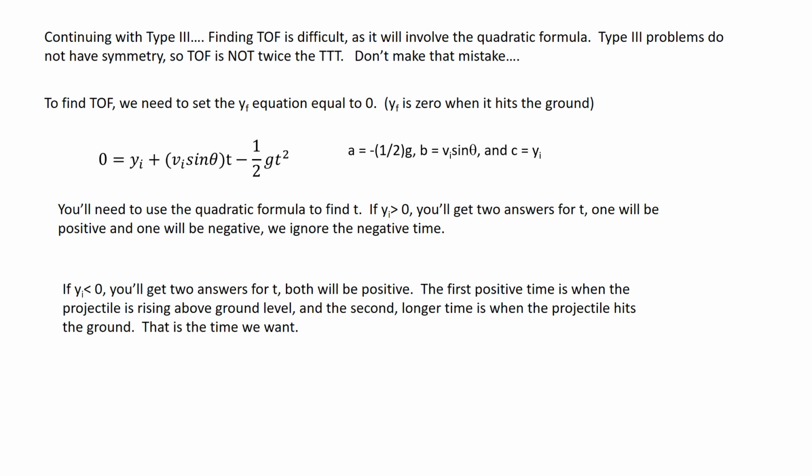If my y initial is less than 0, I could conceivably get two answers for time where they both would be positive. The first positive time happens when my object is coming out of the hole and reaches ground level. It keeps on going up, reaches its top, and then finally comes down and hits the ground. So the second, or longer, time would be what we would consider the time of flight.